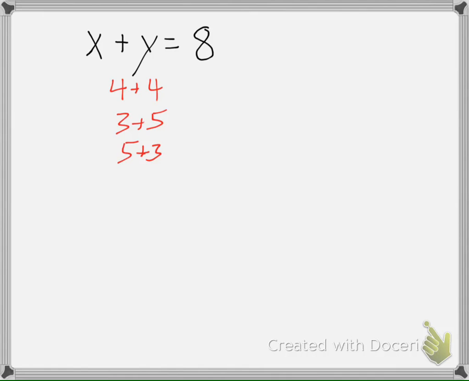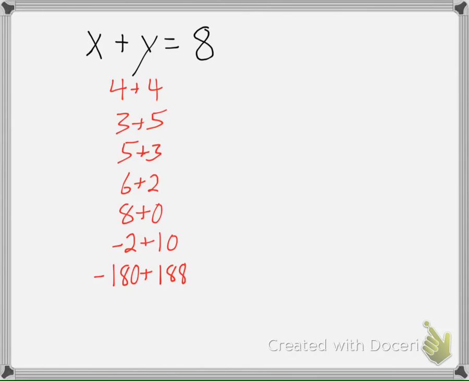So we can do that. You could do 6 and 2. You could do 8 and 0. Negative 2 and 10. Negative 180 plus 188. Right? I mean, obviously, and that's only whole numbers.